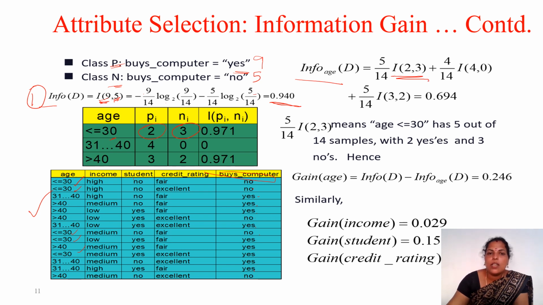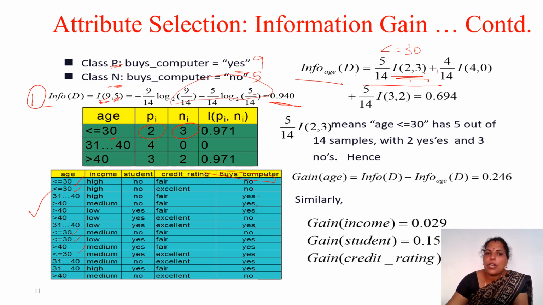Then what you are doing is 5 by 14 into I of 2, 3. This is for less than or equal to 30. Only for the less than or equal to 30 case are we finding this. 5 by 14, because among the 14 records, 5 belong to less than or equal to 30. Then we have to find I of 2, 3. I of 2, 3 means 2 positive as well as 3 negative. So for I of 2, 3, the same formula you have to apply and find this value.